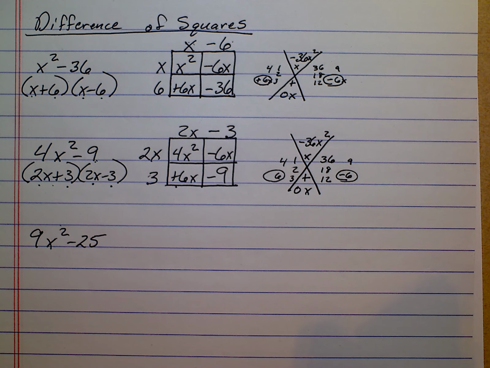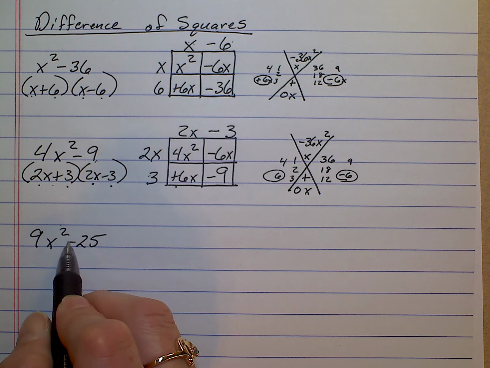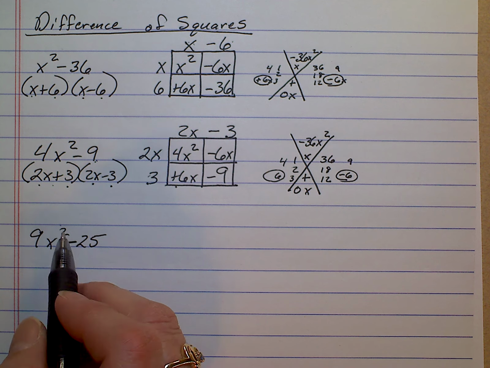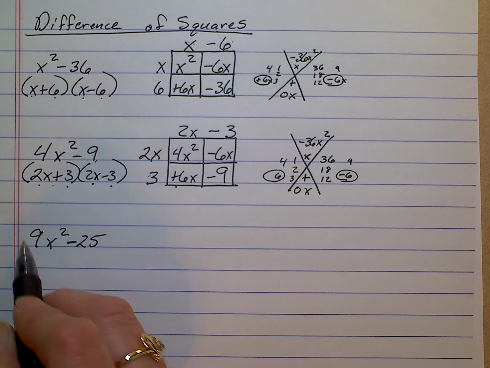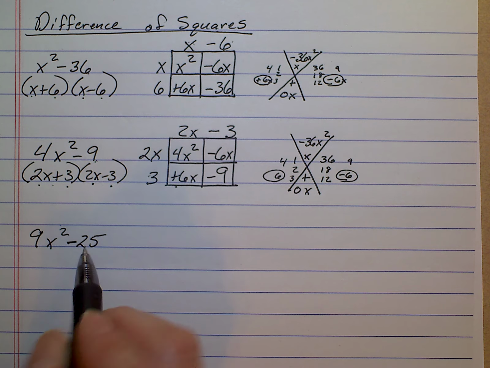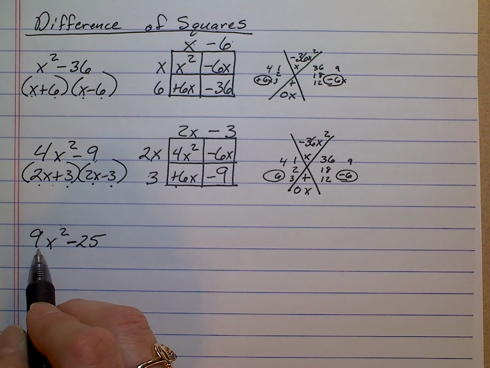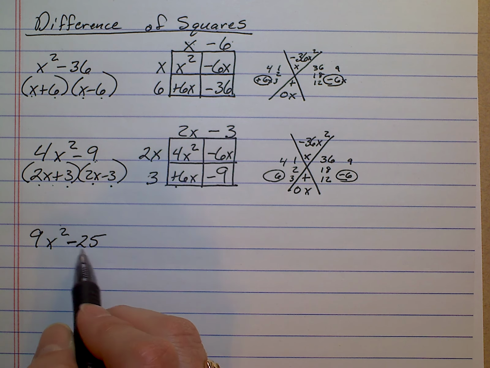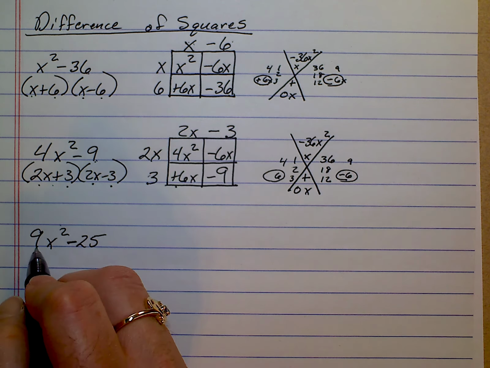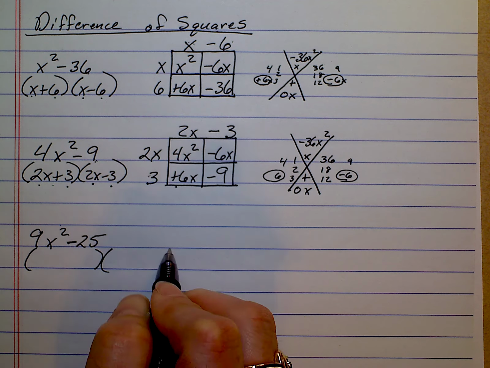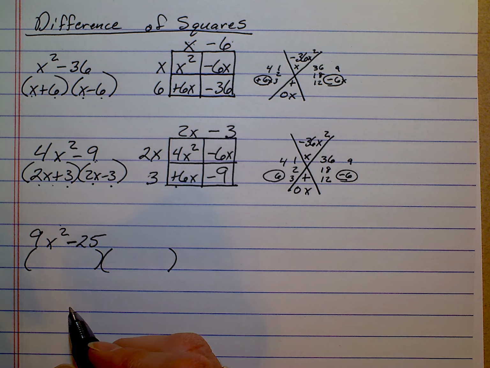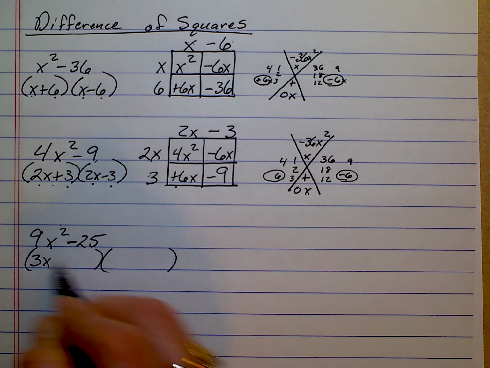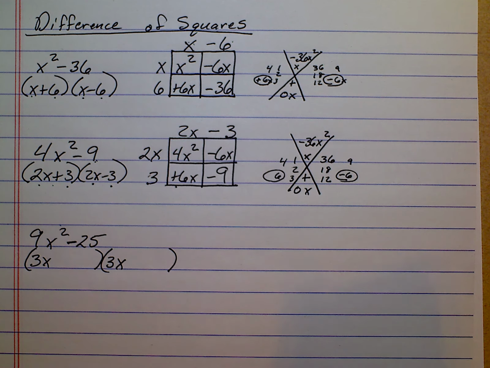Do you have to have a box? No, because this is the difference, which means subtraction, by the way. That's the answer to a subtraction problem, of two squares. This is a perfect square, and so is 25. So let's think about what multiplies to give me 9x squared. I need the same number times itself. It's 3x times 3x. Test it out for yourself.